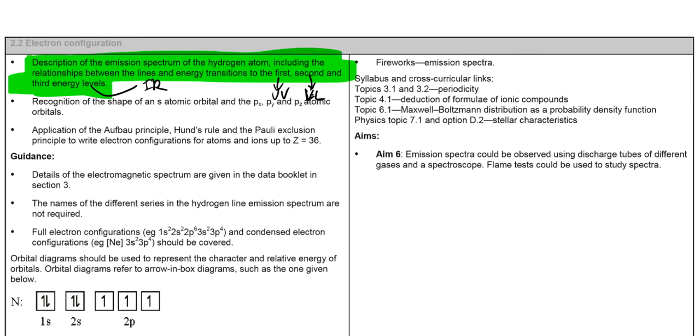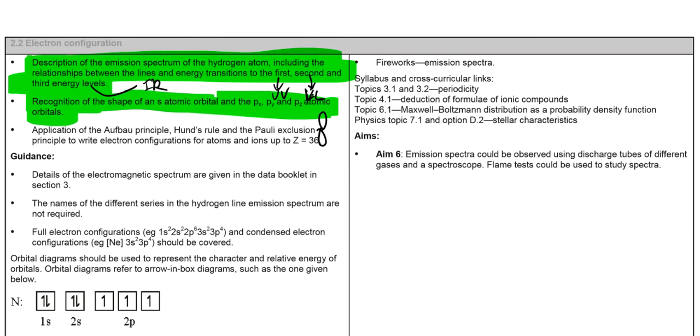Recognition of the shapes of the S and P orbitals. This one is kind of weird, and it's a whole other video. The P orbitals are the dumbbell shape, oriented along different axes. S orbitals are just a circular region around the nucleus.